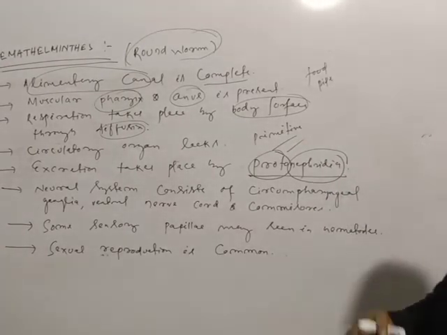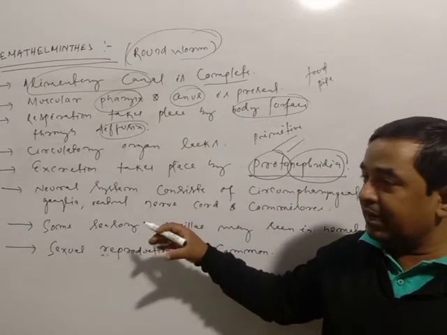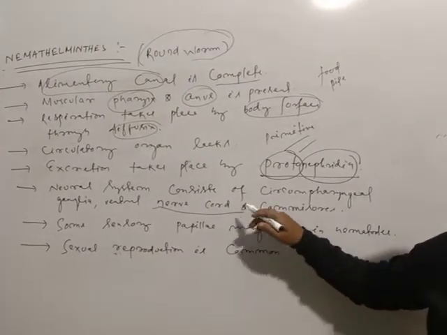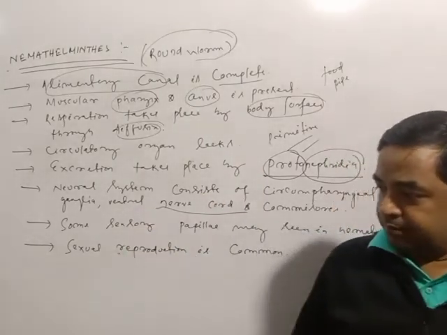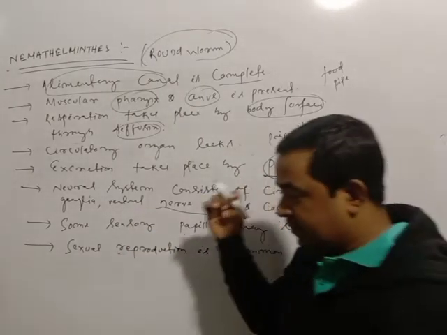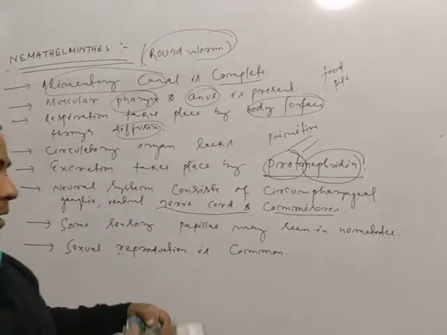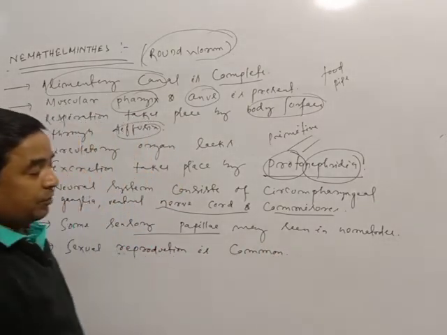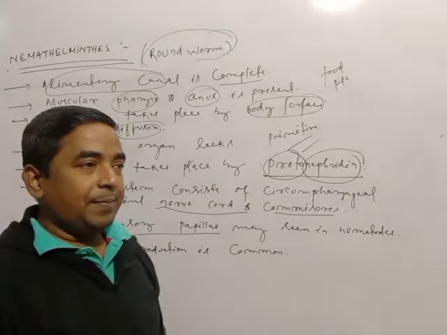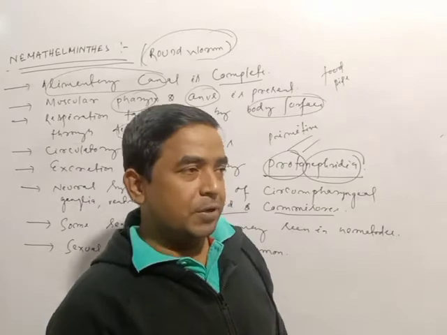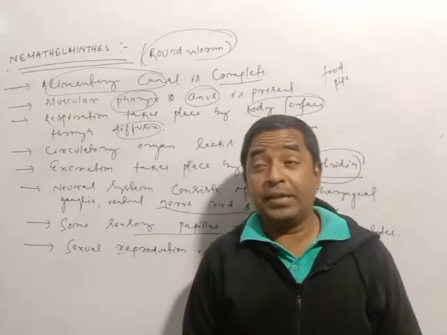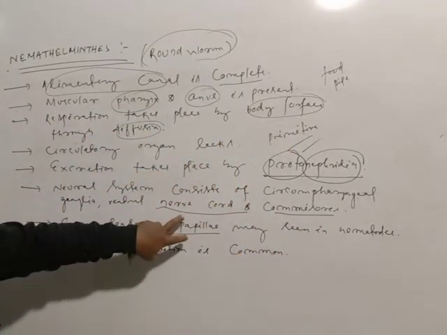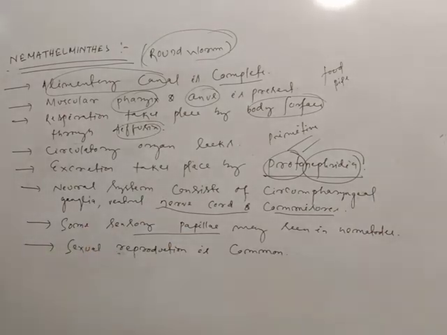Then the neural system consists of circumpharyngeal ganglia. So what is ganglia? A compact neural mass, a little bit S-shaped, having a ventral nerve cord, which is synonymous to your spinal cord, and also a few fine thread-like structures which help in control and coordination. Some sensory papillae may be seen in nematodes. As we have different types of receptors like photoreceptor, phonoreceptor, gustative receptor, tangoreceptor, olfactory receptor, similarly they contain different types of sensory papillae for response to different types of stimulus.